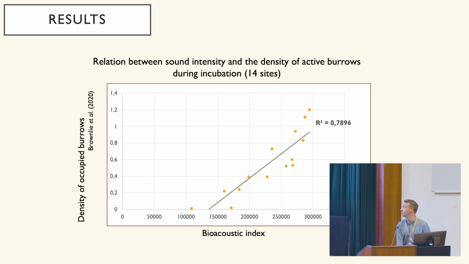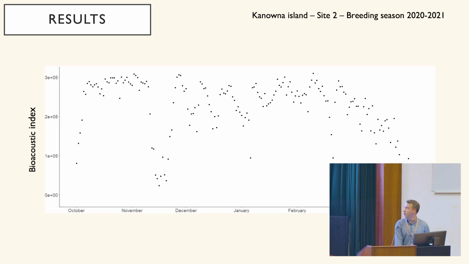But there's actually way more than this in passive acoustic monitoring. So this is the bioacoustic index every night for a full breeding season. And at first, it can look a bit messy. But if I use a smoothing function like a GAM, some very strong patterns are revealed, which are very well-known behaviors of the short-tailed shearwaters. So the birds arrive in October at their breeding sites. They dig their burrows, they bond with their partners.